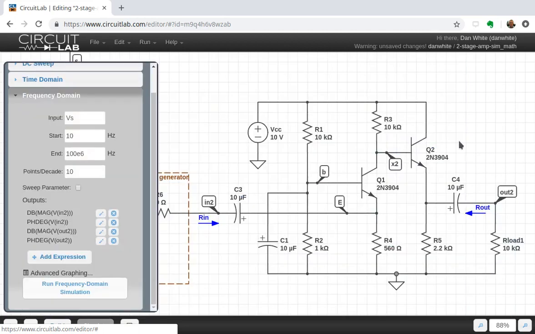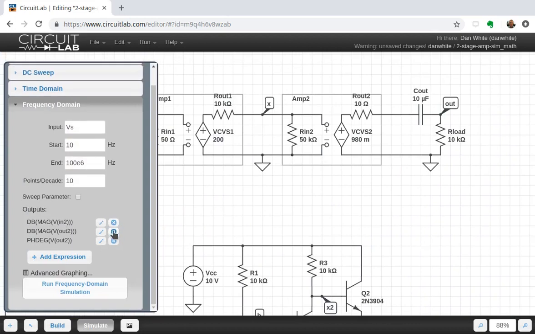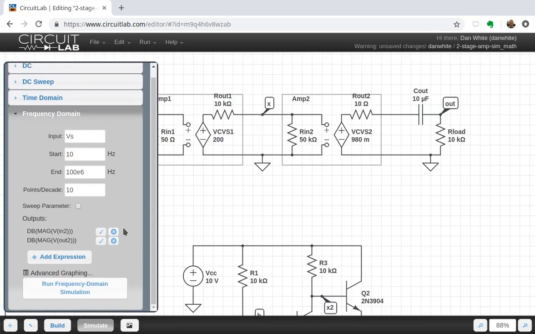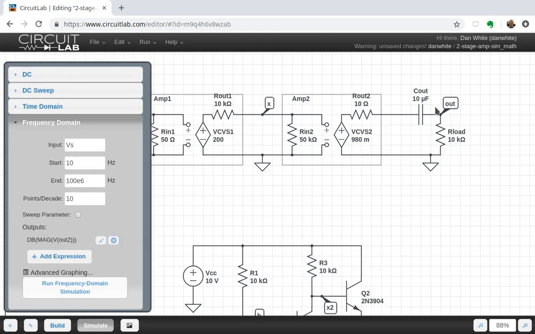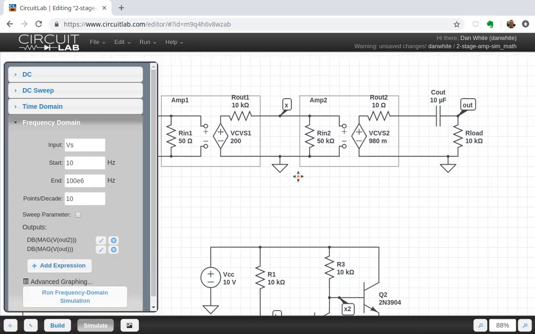That's it. One more thing to finish off with this. I'm going to take off the phases because I don't care about those at the moment. And I'm going to take off my input. And here is out one. I'm going to add this expression. Oh my goodness. All right, so V out. And then this picked up a whole bunch of currents through that capacitor and such. So I'm going to delete all of those. I'm just interested in the two magnitudes.